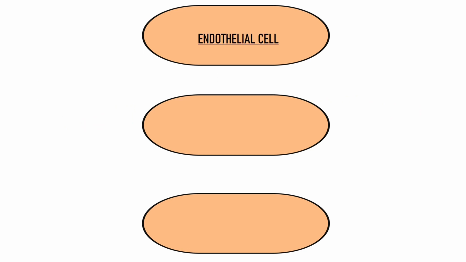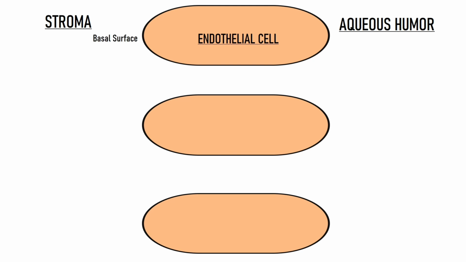So in this diagram here, these are the endothelial cells of the cornea. On the left is the stromal side and on the right is the aqueous side. The side facing the stroma is called the basal surface of the endothelial cells. The side facing the aqueous is called the apical surface, and the other two sides are the lateral surfaces. These are the tight junctions or gap junctions connecting the endothelial cells with each other.